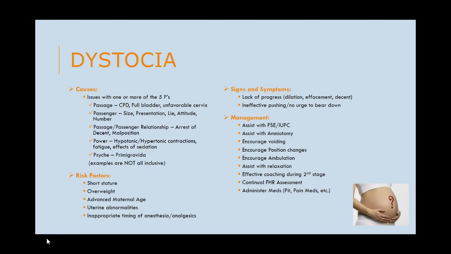For example, if they are strong enough that they increase the pressure in the uterus to a point that's unacceptable, we could end up with a uterine rupture. Fatigue. If mom becomes fatigued, then her pushing effort is not going to be adequate to lend itself to delivery, and we end up with dystocia. And then effects of sedation.